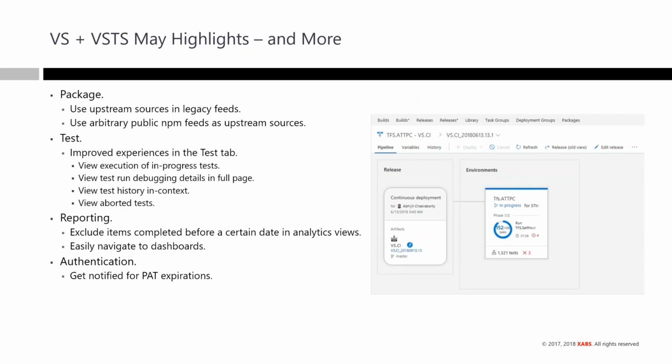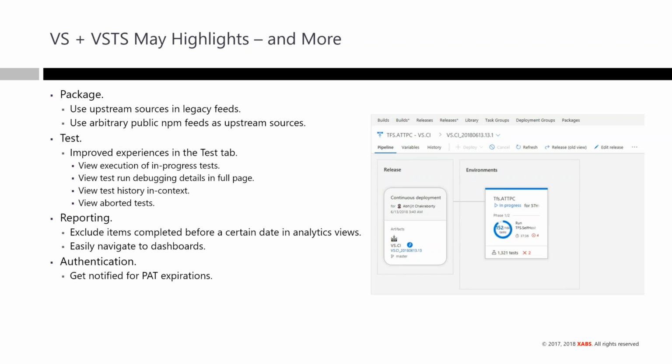So lots of useful stuff in there, and then there's even more which I'm not covering, but now you know if you're doing DevOps or working with VSTS, you might want to go investigate this. But there are also updates in packaging, so you can use upstream sources and legacy fields, and you can use arbitrary public NPM feeds as upstream sources. So that means you can pull stuff from these streams.